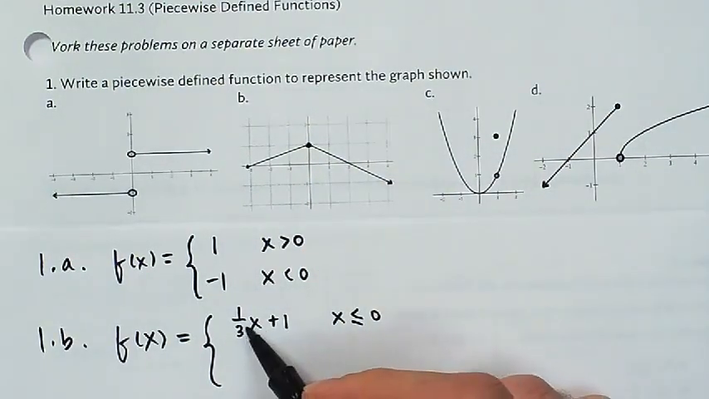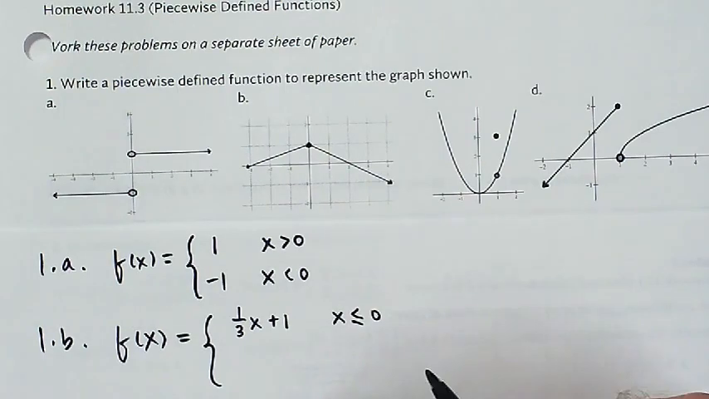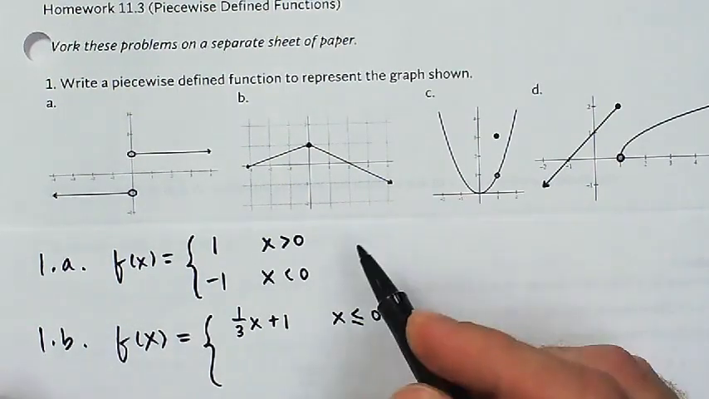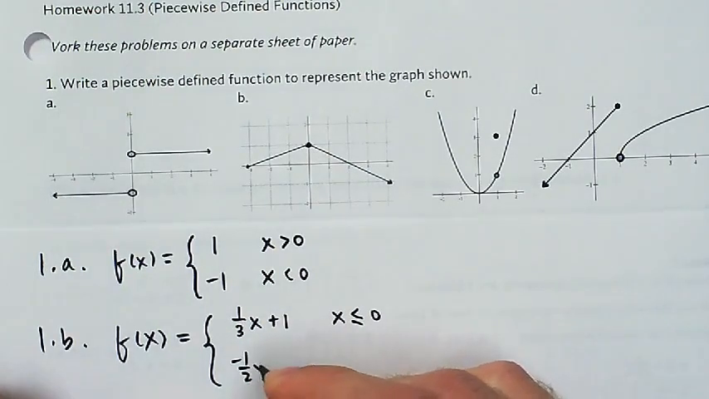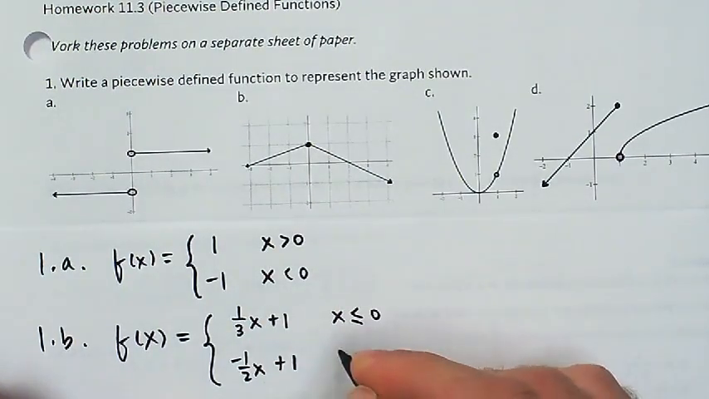When we plug in 0 here, we're going to get 1, and for this one, we had better be getting 1 if we plug in 0 as well. Okay, so for this one, I've got a slope of -1/2 and a y-intercept of 1.